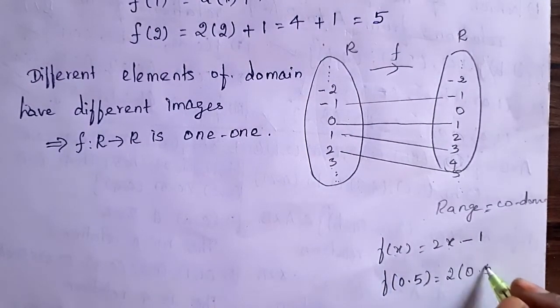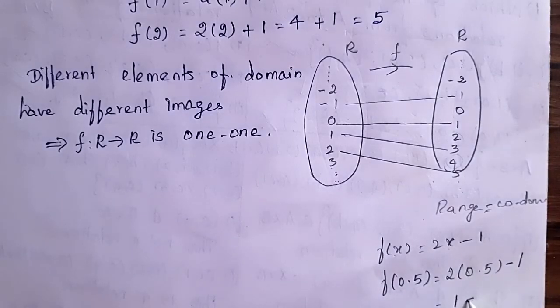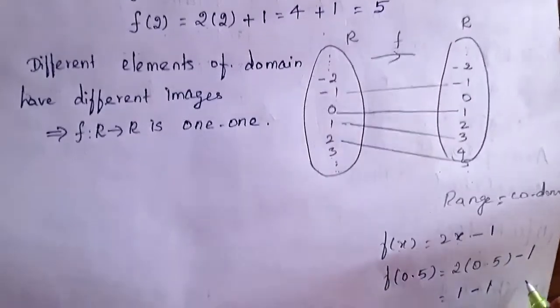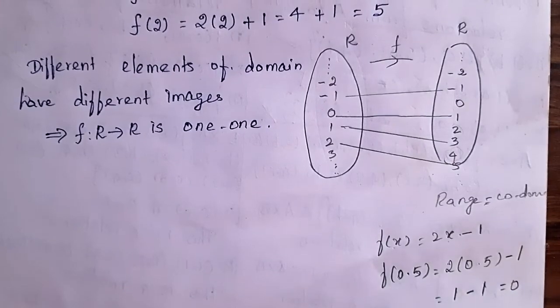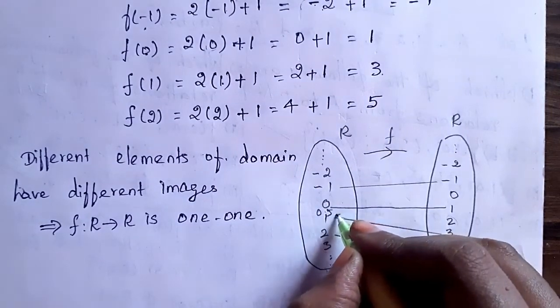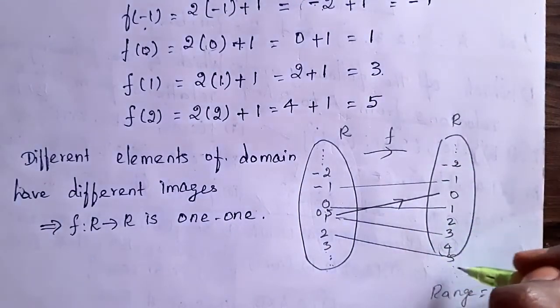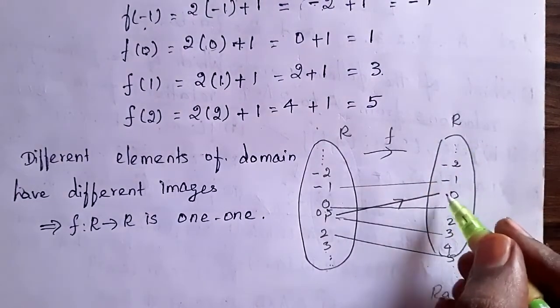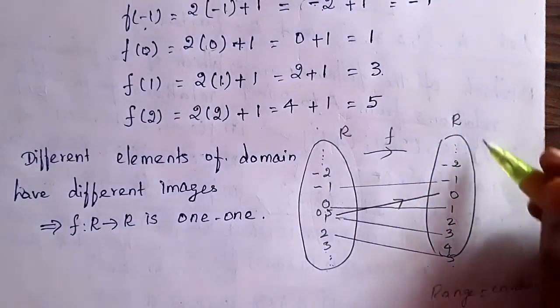2 into 0.5 minus 1. When you multiply, what will you get? 1 minus 1, what is your answer? 0. So if you take the decimal value 0.5, it is mapping to 0. So if 0.5 will be here, the 0.5 will be mapping to 0. Whenever you take any number from the codomain, definitely it will have a pre-image. So all the numbers are in the range.